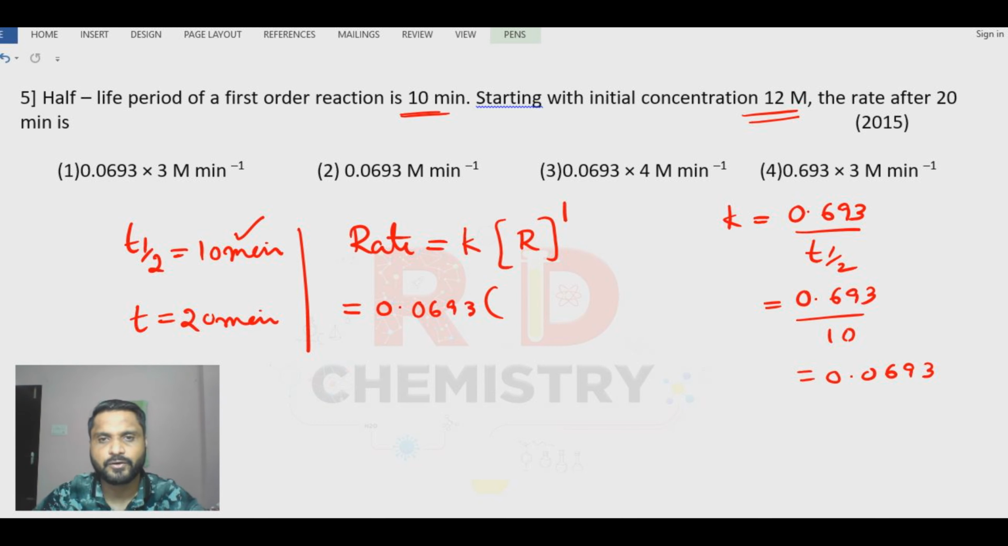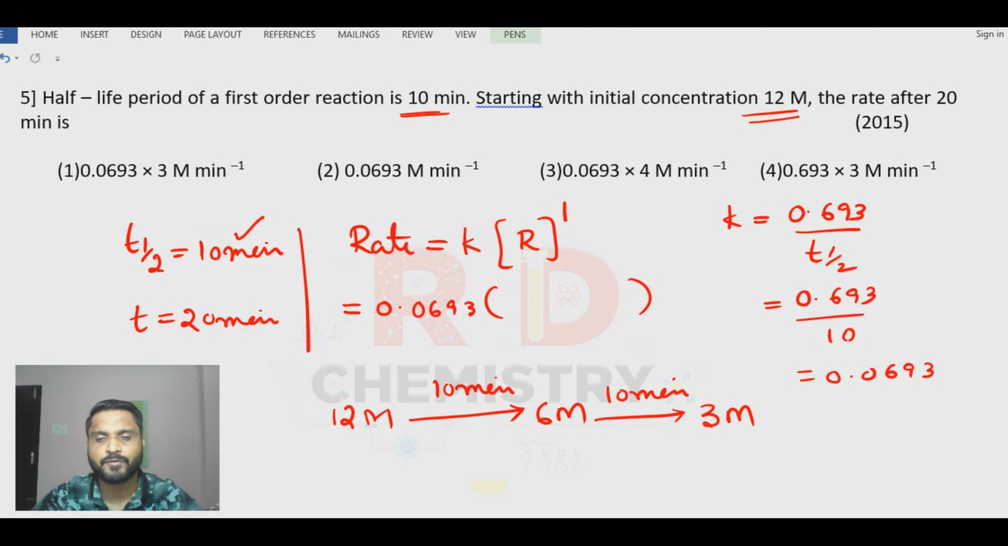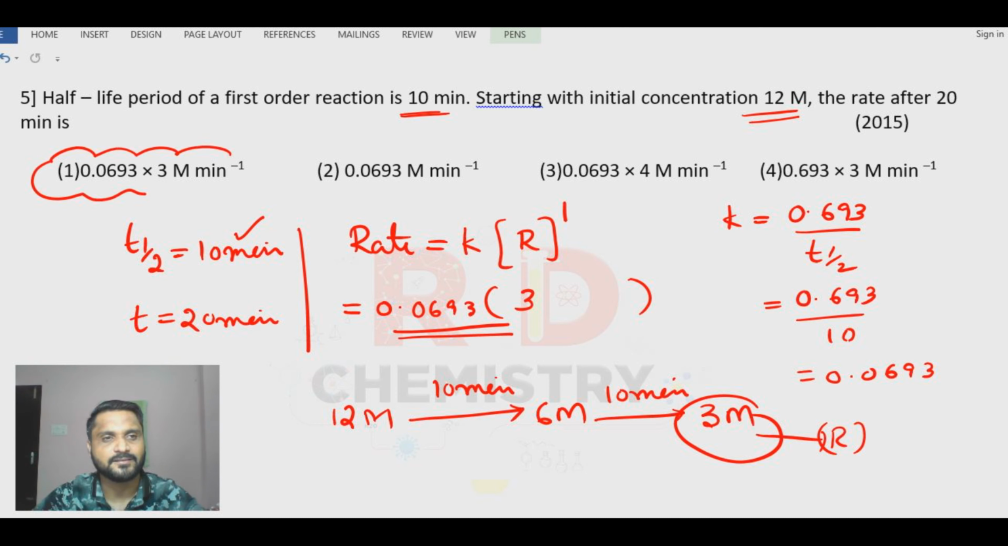So that you can substitute here 0.0693 into, now calculate the concentration after 20th minute. Suppose I take 12 molar. In the first half life, after 10 minutes, it becomes exactly half, right? So that becomes 6 molar, 50% remains. Go for one more 10 minutes, that makes 20 minutes. So remaining will be approximately 3 molar, right? So 50% decompose, 50% remains, right? So after 20th minute, the concentration of R is equal to 3 molar. So multiply by 3. Okay. Therefore, answer is option number 1. First one is the answer, right?